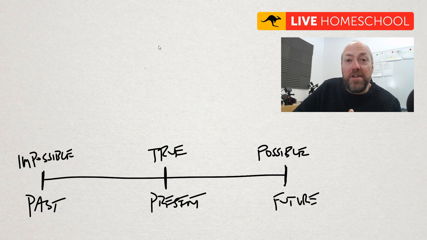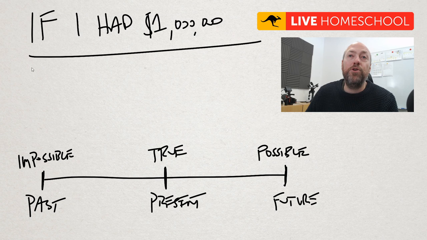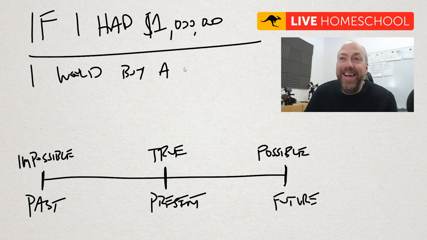Now let's look at something impossible. Money. Let's talk about money, right? If I had 1 million euros, dollars, sorry, if I had moved into the first part of the conditional, I would buy, I don't know, buy pizza, right?